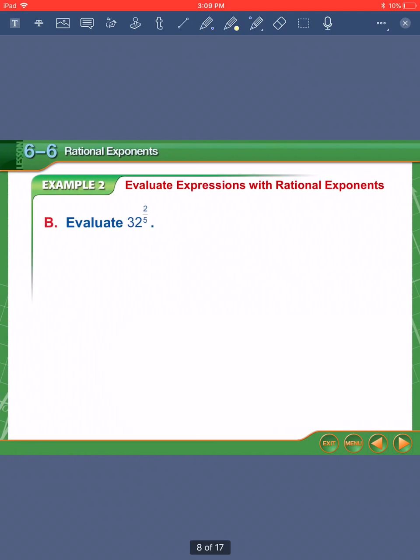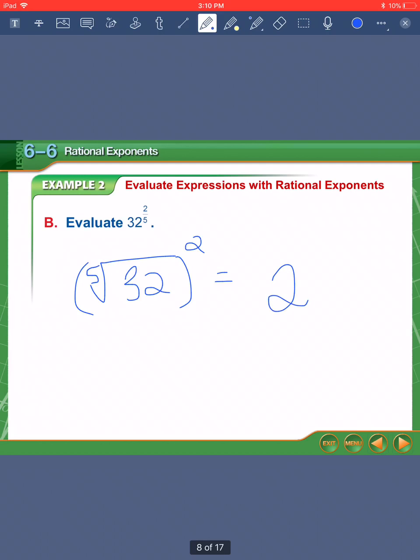I'm evaluating 32 to the 2/5 power. So I'm taking 32, and I'm going to be taking the 5th root of it, and I'm going to be squaring it. And it's easiest to do the root first and then the power. So the 5th root of 32 is saying what number times itself 5 times gives me 32. And that answer is 2, because 2 times 2 times 2 times 2 times 2 is 32. So that's 2. And then I just have to square 2, so I get 4.